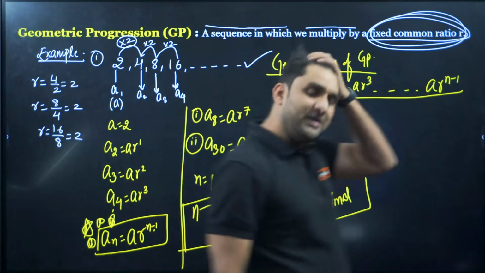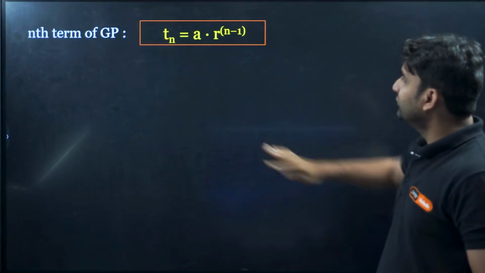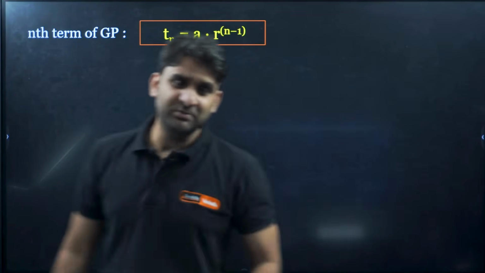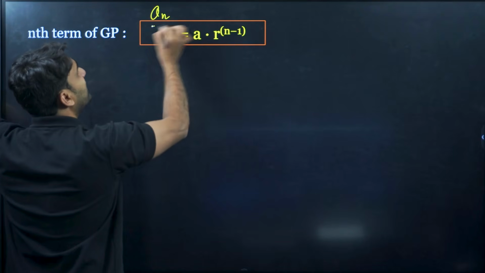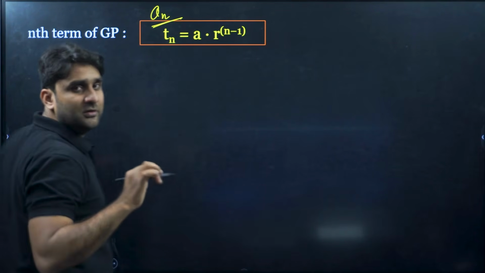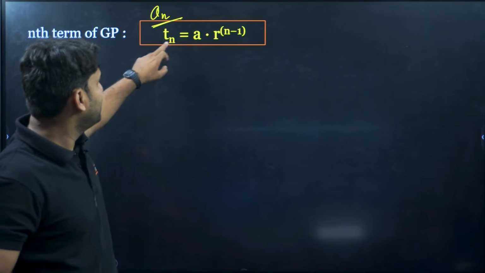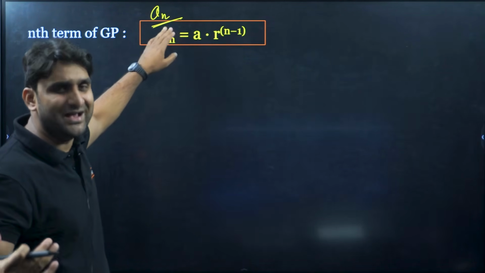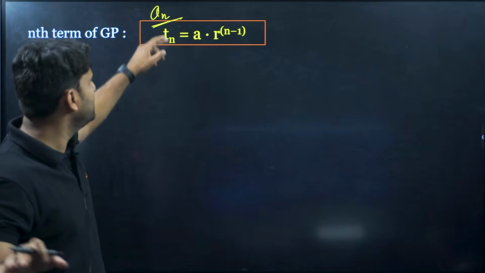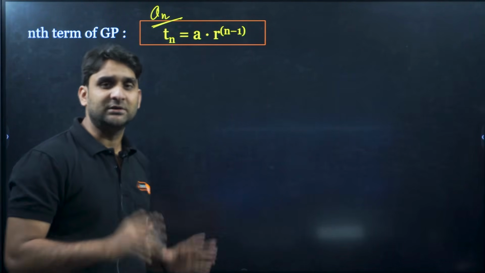Okay, so we have the nth term of the GP. My dear, Tn and An are both the same. Don't get confused. In your Ganita Manjari, Tn is used there. So in place of Tn, you can use An. And if you want to continue with Tn as it is given in your Ganita Manjari, you can follow Tn. Tn is also the nth term, don't worry.